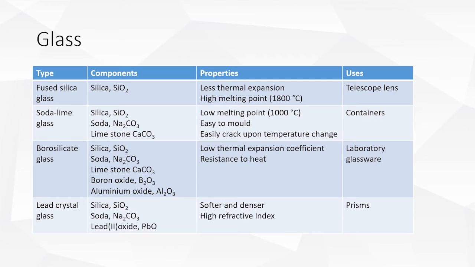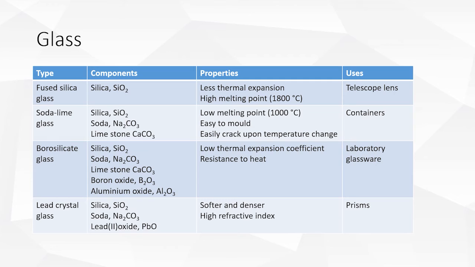There are a total of 5 components contained inside borosilicate glass, which are silica, soda, limestone, boron oxide, and aluminum oxide. Due to its resistance to heat, borosilicate glass is used for making many laboratory glassware. These glassware do not crack easily upon temperature change because of its low thermal expansion coefficient. So, it is useful in many applications mostly involved with temperature changes.